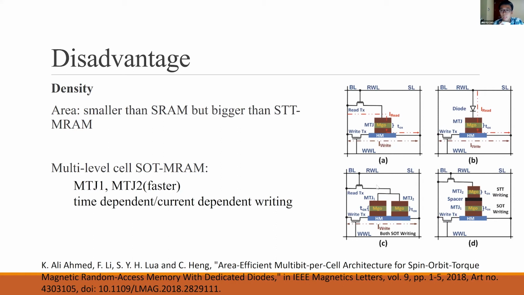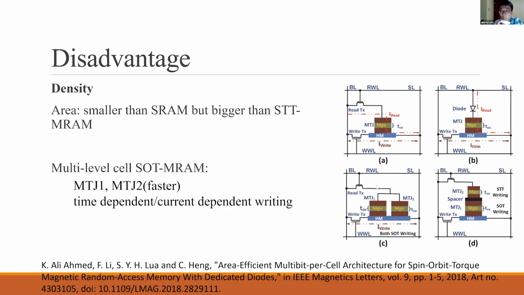In figure C, it is called the parallel multi-level cell spin orbit torque MRAM. The two MTJs have different critical currents, so we can apply time-dependent or current-dependent writing. In the time-dependent writing, first a constant write current flows through the heavy metal, and both the MTJs are programmed. Then we apply a current with short time duration, and only the fast MTJ, MTJ2, will be programmed.